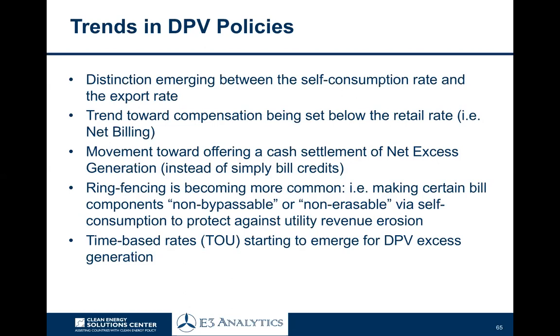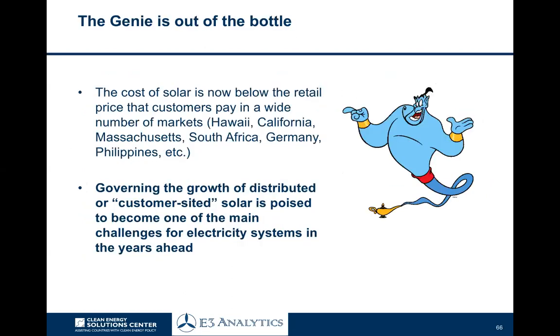We're seeing a movement, patchy, but happening, towards offering cash settlement for net excess generation instead of just bill credits. We're seeing ring fencing becoming more common. Certain components of the bill are being locked in, non-bypassable, to protect against utility revenue erosion. And that includes the introduction of things like minimum bills, which we touched on. We're also seeing time-based rates, or time of use rates, starting to emerge more commonly and being discussed. But again, the devil is in the details.